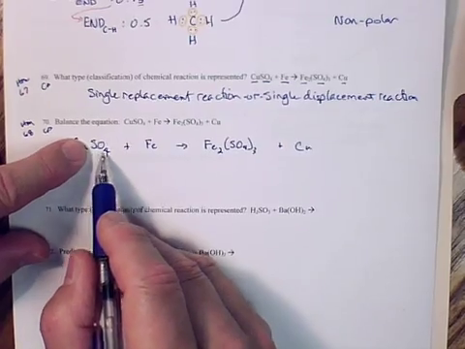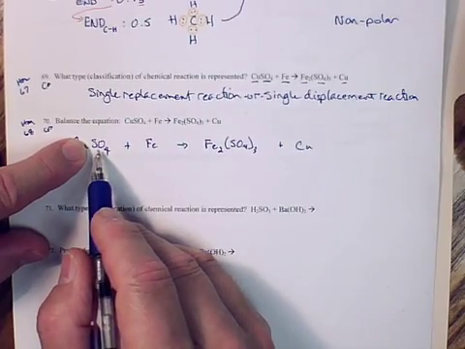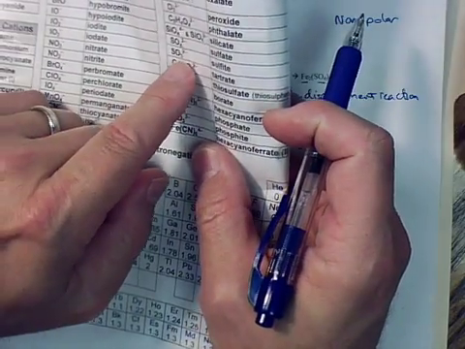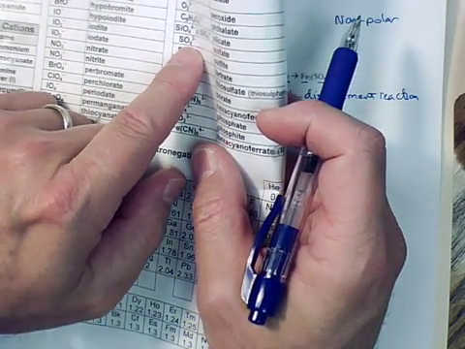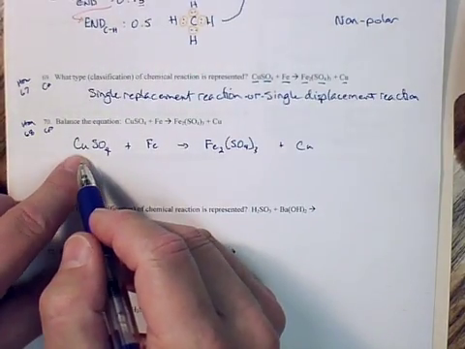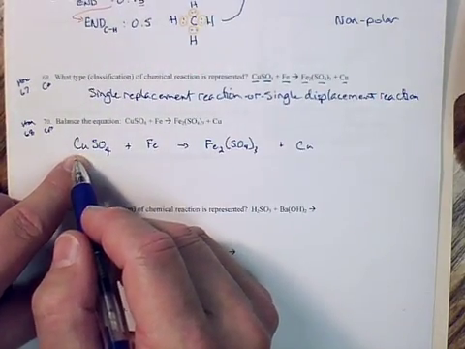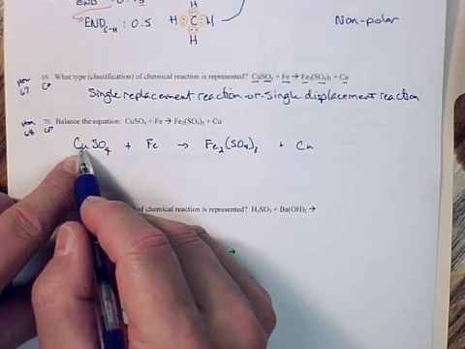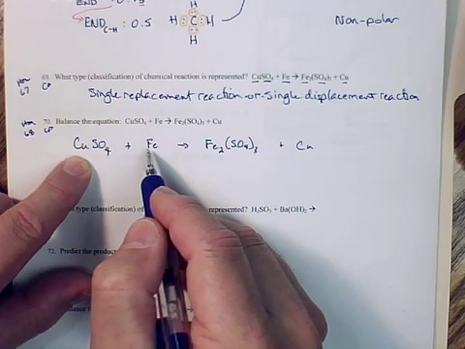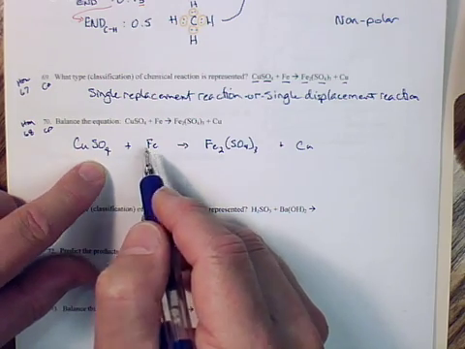I can see that sulfate has a 2 negative charge if I look it up on the common ions list. Sulfate has a 2 negative charge here. If you're in honors chemistry, you're supposed to have memorized that. Copper can have either a 1 plus or a 2 plus charge. And so if it's a 2 plus charge, that would work out right there. Iron is going to have no oxidation number at all because it's by itself.